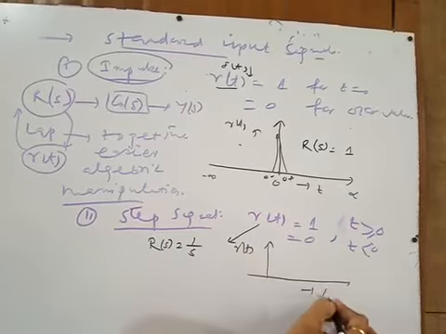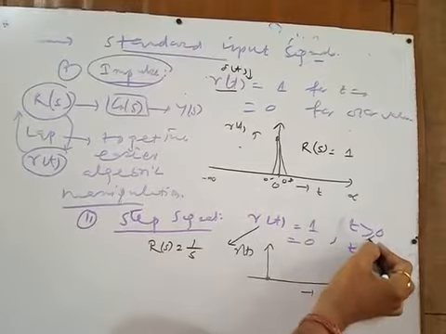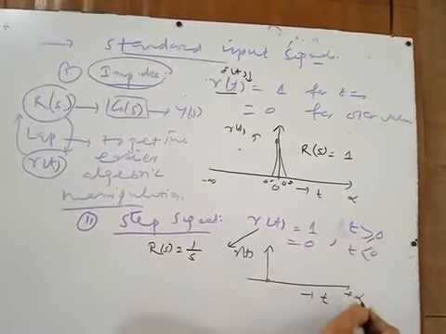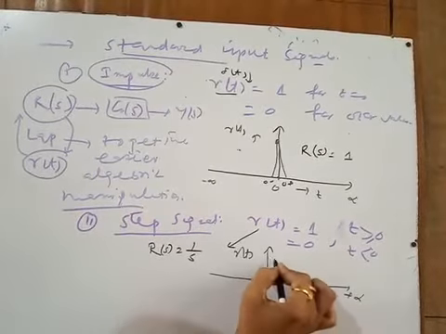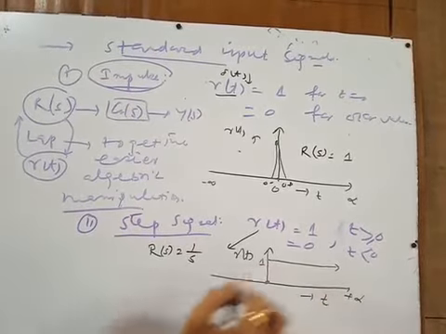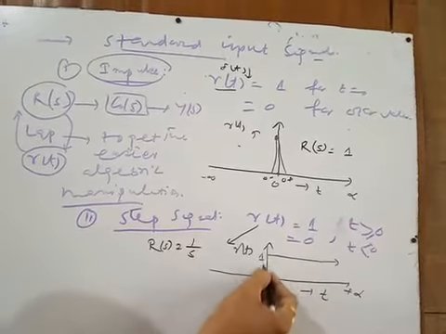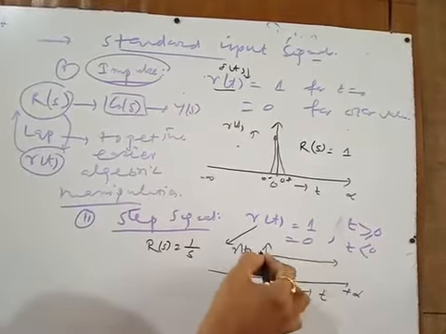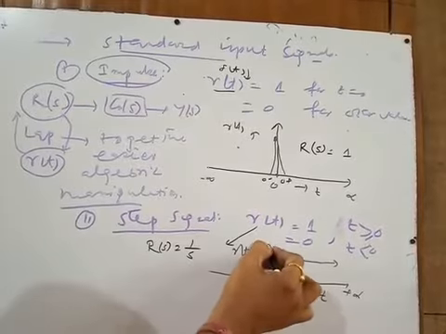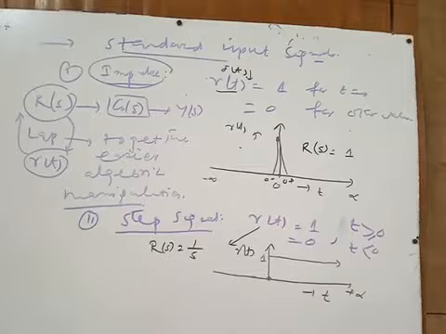You see, this is your t is equal to 0, and from t is equal to 0 onwards in the positive direction, starting from t is equal to 0 up to this line, you get the same value 1. So this is known as unit step signal, because unit step means its magnitude is 1. It may be magnitude 10. So in that case, the step signal with magnitude 10 will be called that.